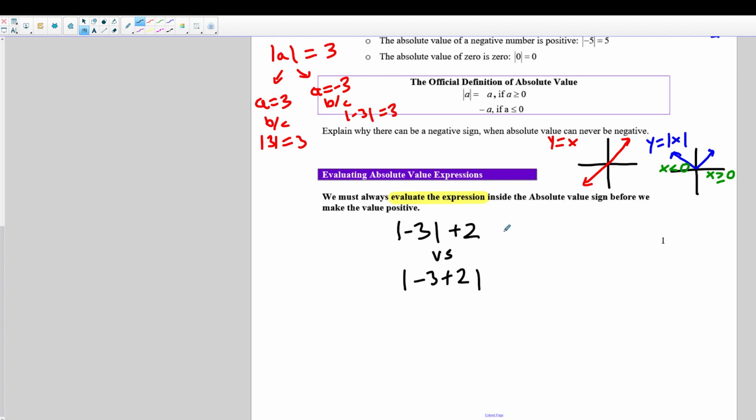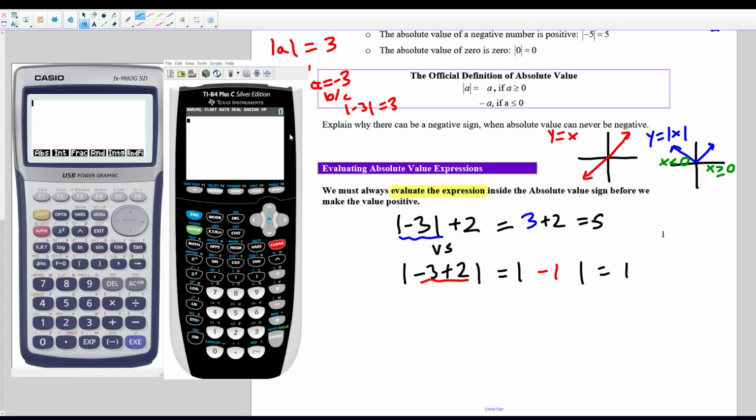Well, in the first example here, the absolute value of -3 is just 3. And then we're going to add 2 to it. And that gives us 5. On the other hand here, if we're looking at the inside of this absolute value function, -3 plus 2 is equal to -1. So in this case, we're taking the absolute value of -1, which is just going to be 1. Let's demonstrate that on a couple of our calculators here.